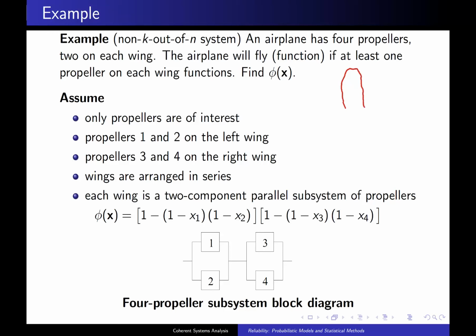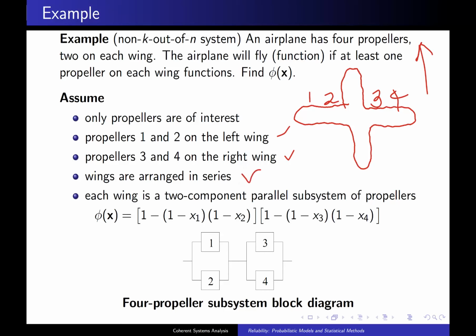So this is going to be the fuselage right here. Here's the right wing. Here's the rest of the fuselage. Here's the left wing. The aircraft is headed in this direction, which means propellers 1 and 2 are on the left wing. That's this. Propellers 3 and 4 are on the right wing. The wings are basically a series system here. And the only thing we're considering are the propellers. We're not considering other parts of the aircraft.